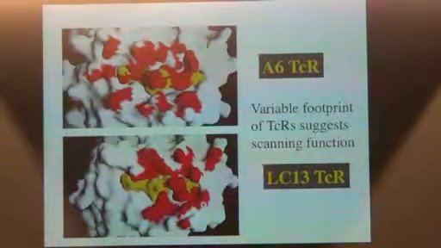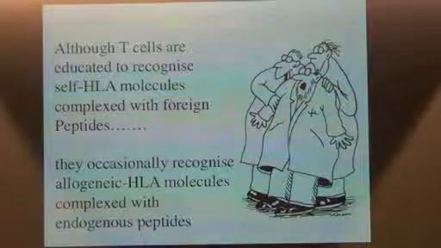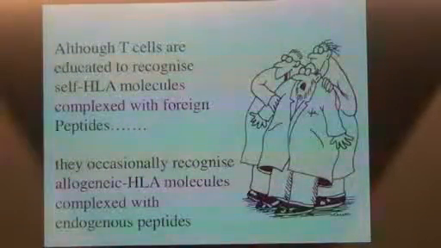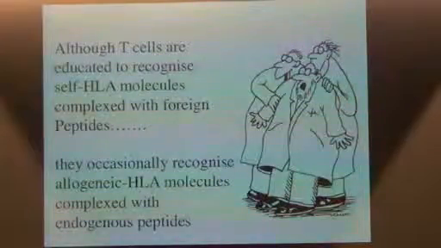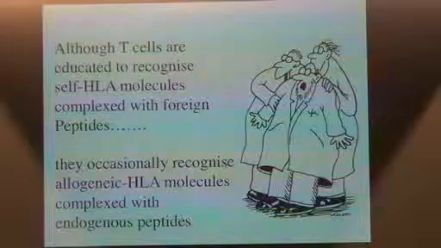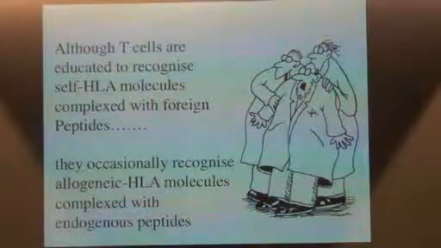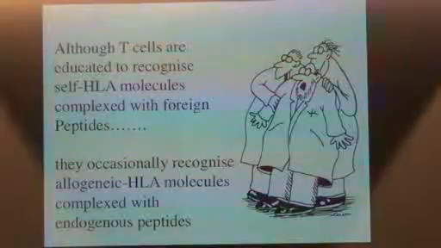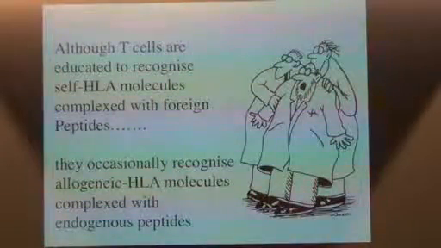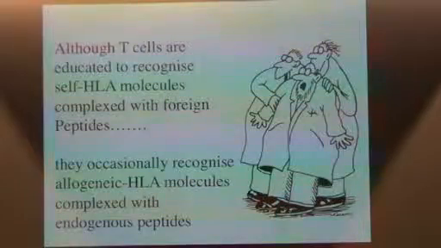And so we've struggled to understand why it is that when a transplant takes place, T cells recognize the foreign HLA complex. Why do they do that if they're educated and trained to only recognize our own HLA complexes, to ignore our own HLA peptide complexes and recognize foreign peptides when they enter the HLA cleft?